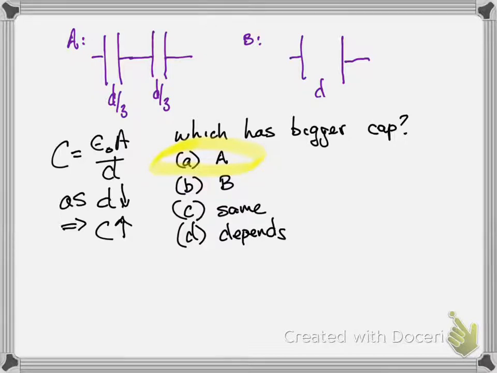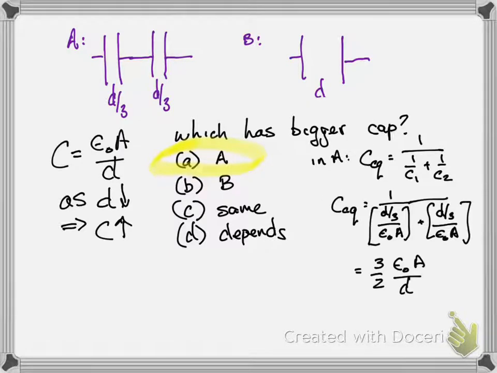Let's go ahead and show that. Since 1 over C equivalent is 1 over C1 plus 1 over C2 for system A, then if I invert that, C equivalent is 1 over C1 plus 1 over C2 as written. So therefore, C equivalent is equal to, and plug in what C1 and C2 are. Again, capacitance is epsilon 0 A over D. In this case, for system A, each one has a plate separation of D over 3. So I plugged that in. I've written out the answer.